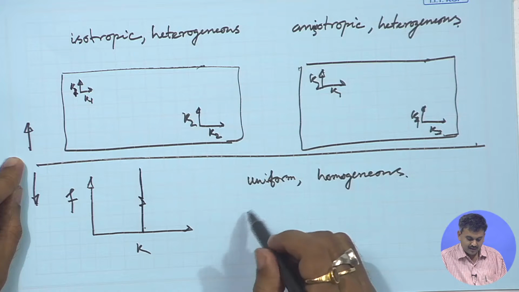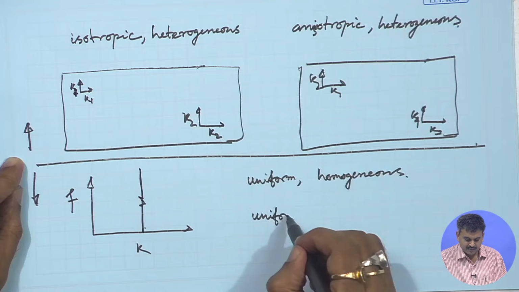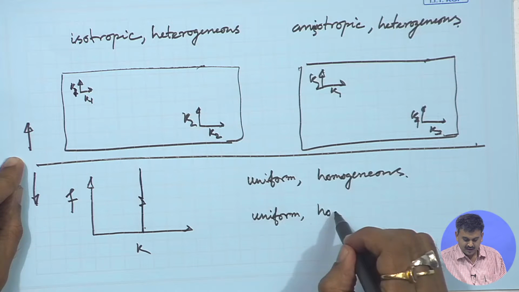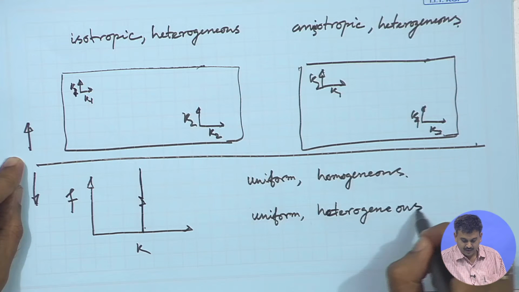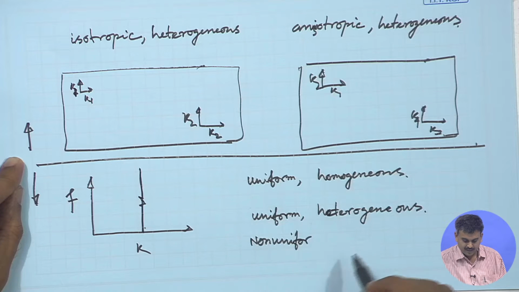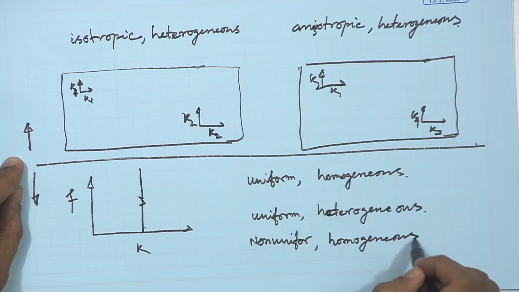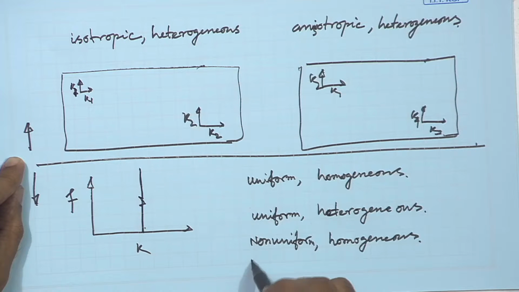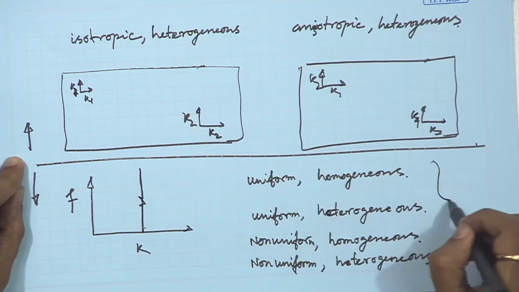Next is your uniform heterogeneous, another one can be non-uniform homogeneous, or non-uniform heterogeneous. So 4 combinations can be there.